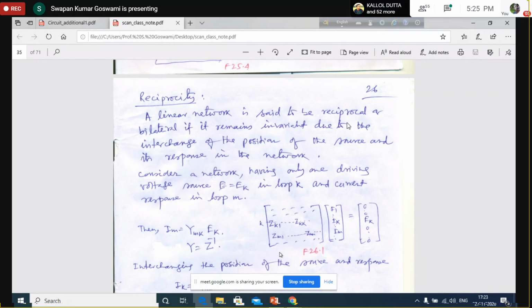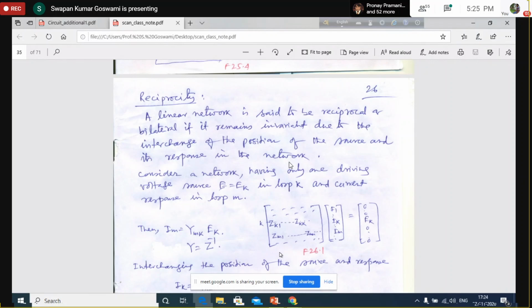Not done. What the reciprocity theorem states, let us read out this statement, it will then be easy to explain. A linear network is said to be reciprocal or bilateral if it remains invariant due to the interchange of the position of the source and its response in the network. Okay, this is the statement.